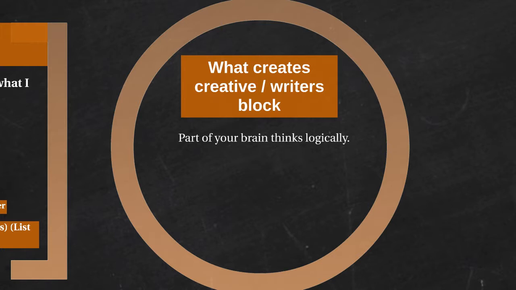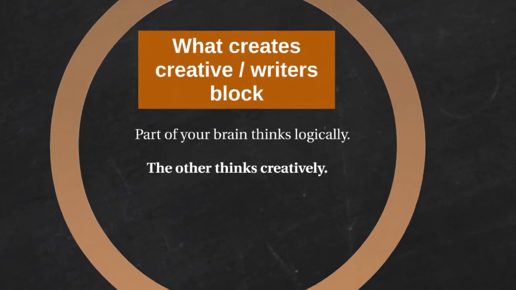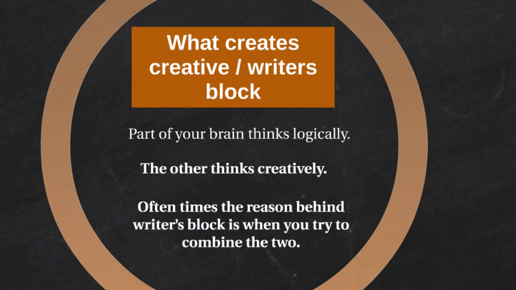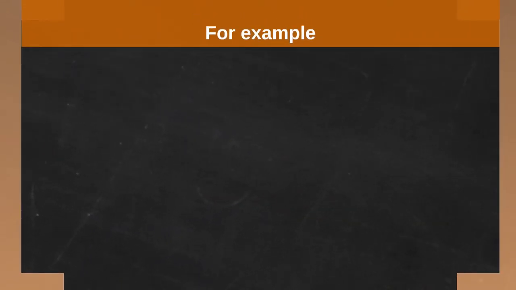Part of your brain thinks logically: grammar mistakes, structure, things like that. The other part of your brain thinks creatively: innovative ideas, out-of-the-box thinking, ways around the problem, and things like that. Oftentimes the reason behind writer's block, which is essentially the same thing as product creation block, is when you try to combine the two. When you try to think logically and creatively at the same time, they clash and they create writer's block.